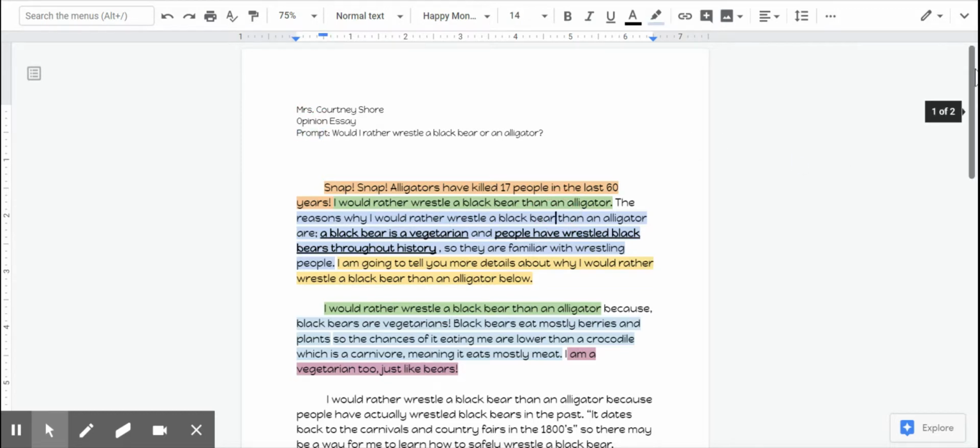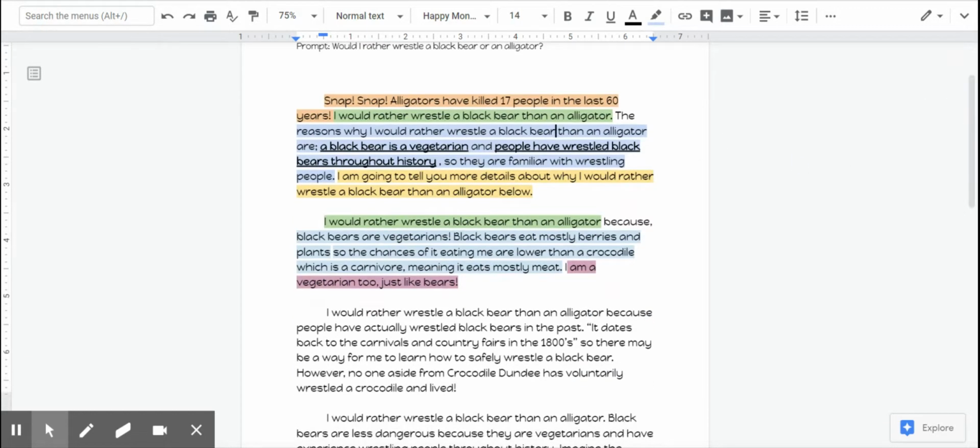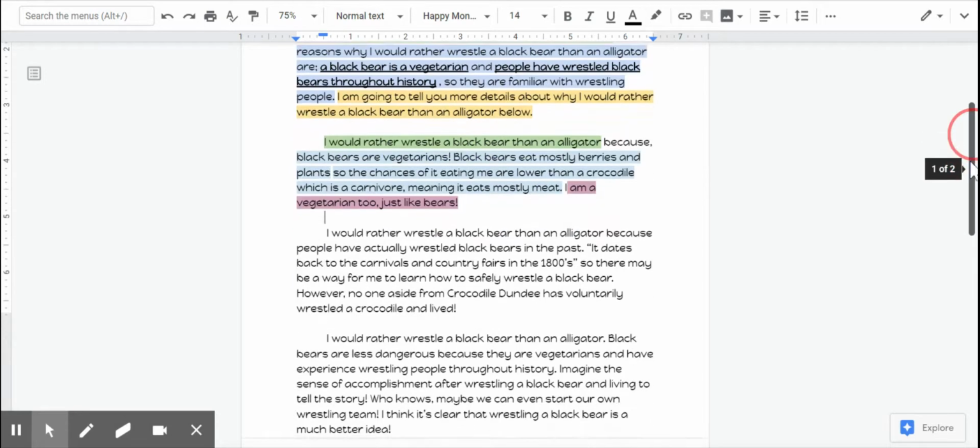So after every single fact, you want to have your own voice. That's what's so fun about opinion essays and narrative essays. You really get to incorporate a lot of your own voice, a lot of your own ideas from your own head, instead of informational essays that are mostly just these blue facts, right? Okay. So I added in that own little thing there about how I'm a vegetarian too, just like bears.